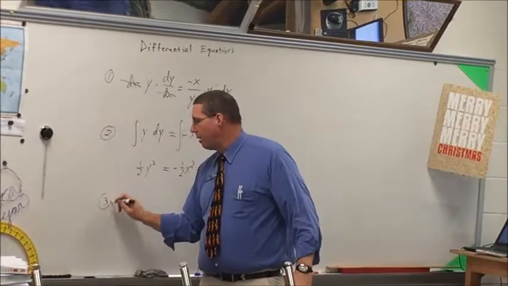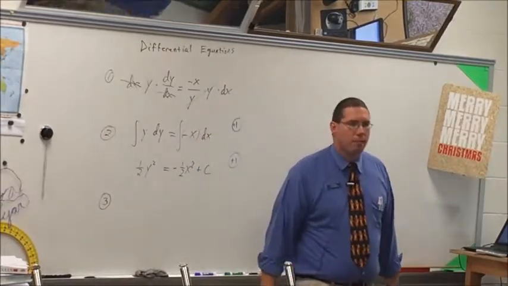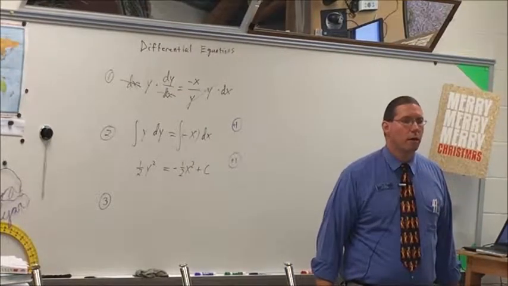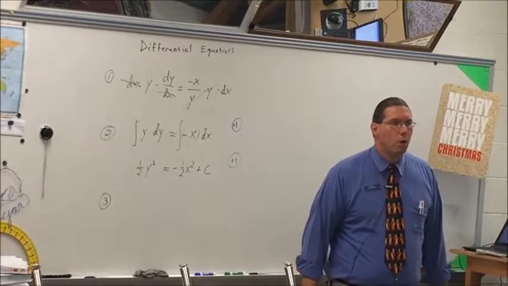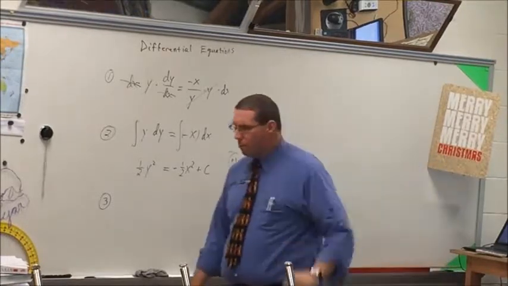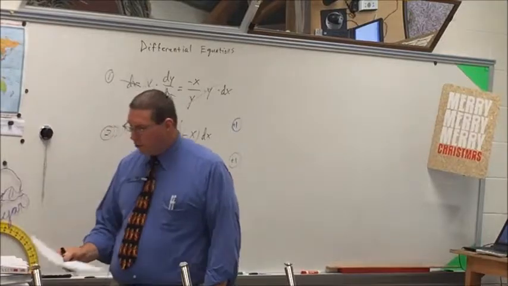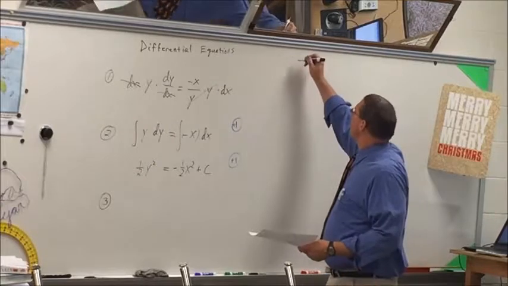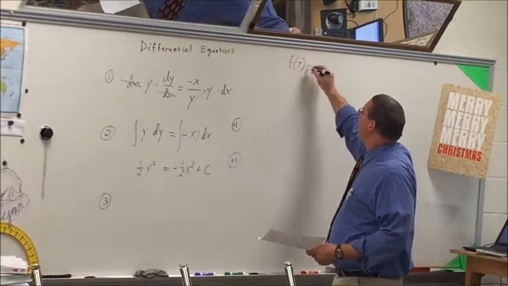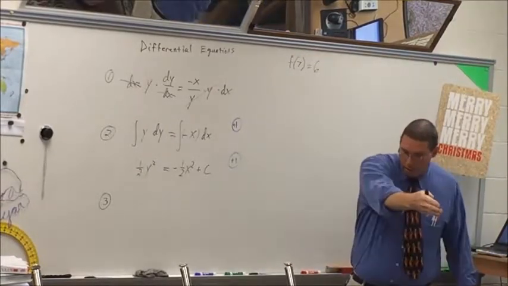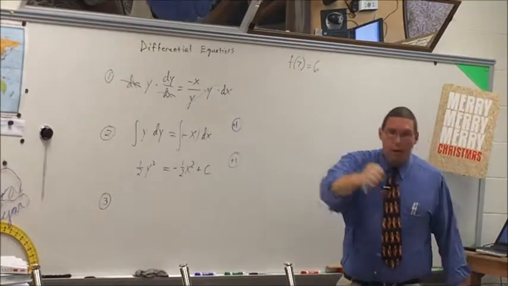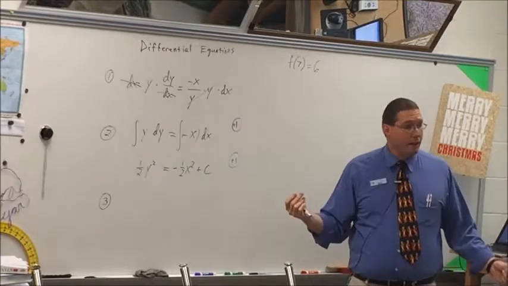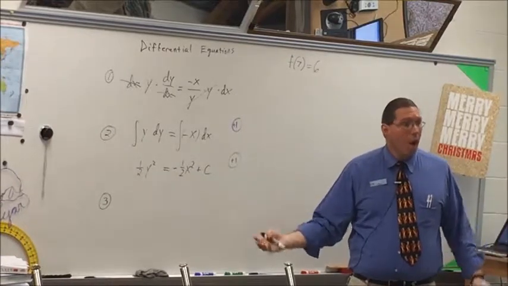Step 3. I'm not looking at the paper, but I think I remember that step 3 is usually use the initial condition or plug in the initial condition, right? What is the initial condition? What were we told in this problem? It says, what's the particular solution with initial condition f of 7 equals 6. That means that when x is 7, f of x equals 6. There we go. So we've got an x value and a y value.